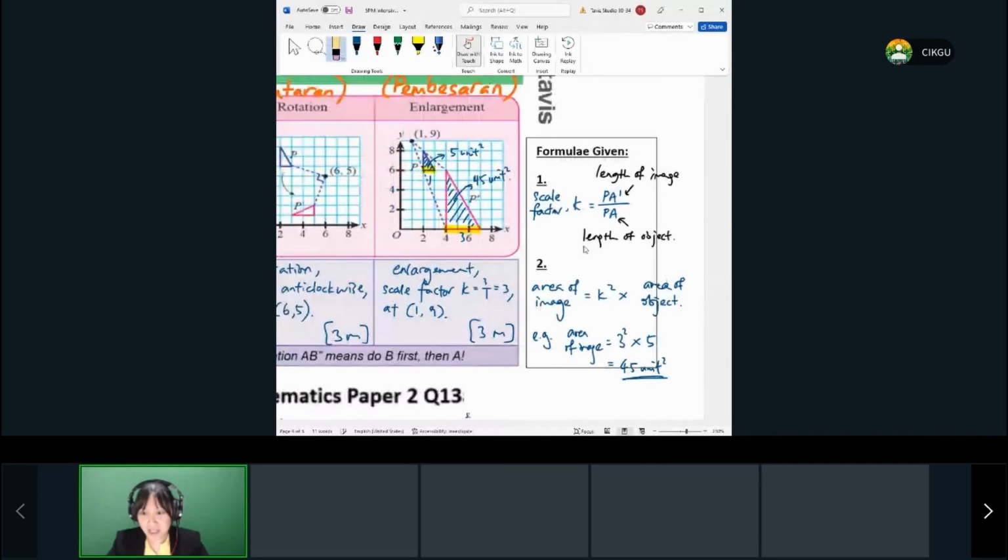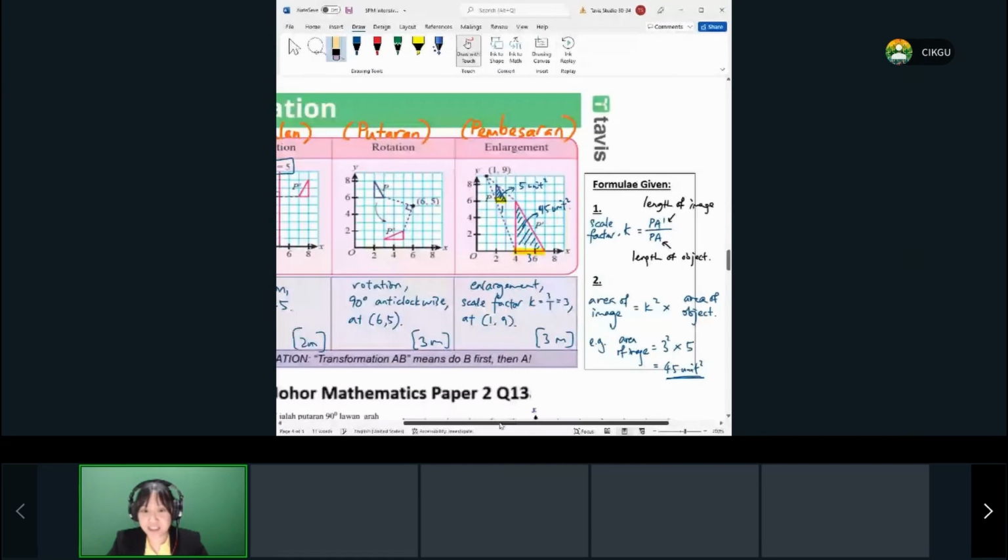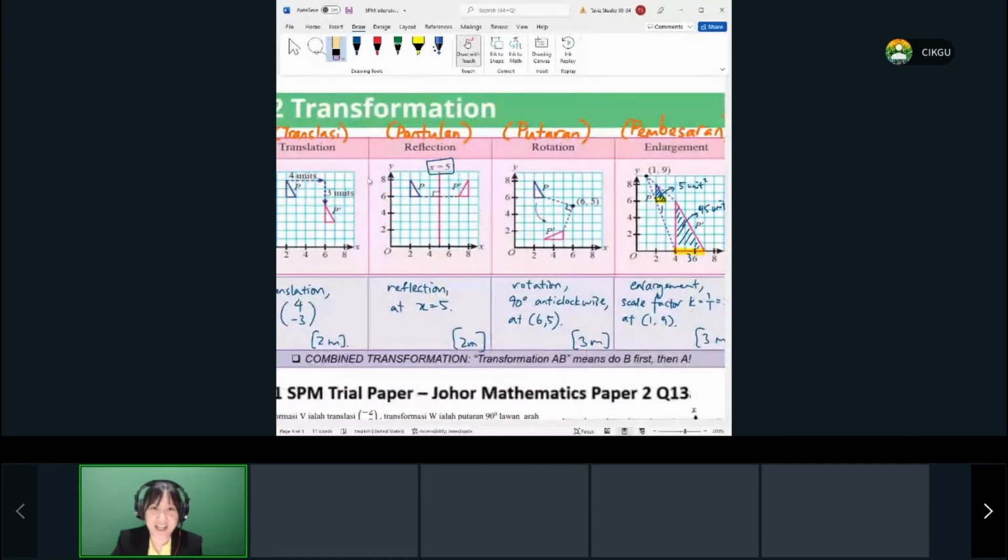Okay, and then one last one before we start to do the question is this one, a combined transformation. So it's like they want you to do two. I think for SPM, the most they ask is only 2 transformations. They never ask for 3. They only combine 2 transformations. Okay, so I give you an example here.